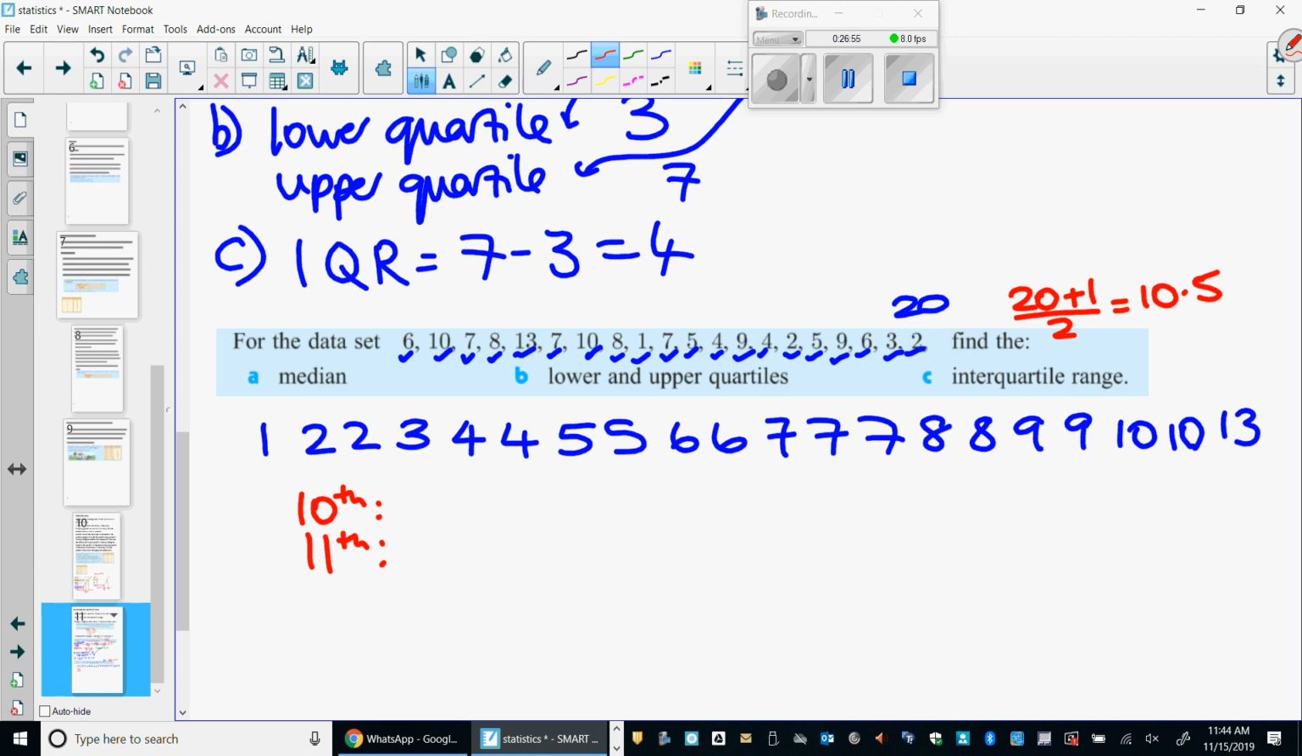So 10 would be 1, 2, 3, 4, 5, 6, 7, 8, 9, 10. So that would be 6. And the 11th would be 7. Is that what everyone got? Yeah. Now what do we do with those values?